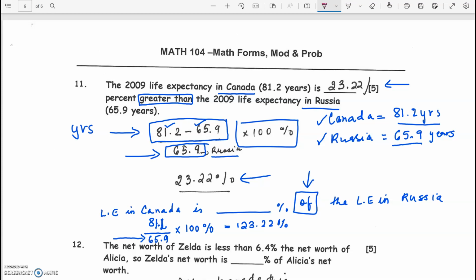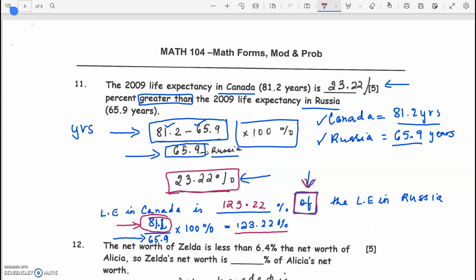So when we do the calculations, we get 123.22%, as expected, because it's 100% plus the % by which the life expectancy in Canada is greater than that of Russia. So notice the numerator is not the difference, but the entire number, which is 81.2 in this case, since we are looking at a slightly different wording. If you see "of", you don't have to subtract, and what we can fill in the blank with is 123.22%.